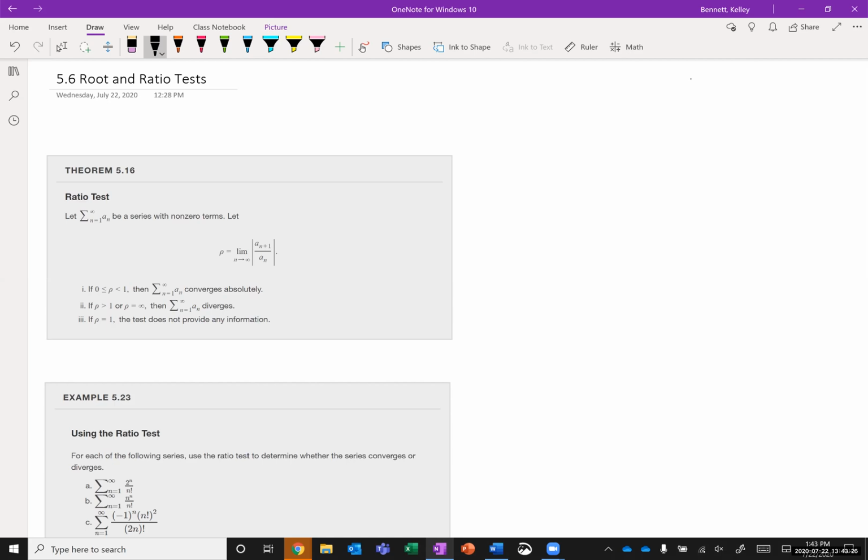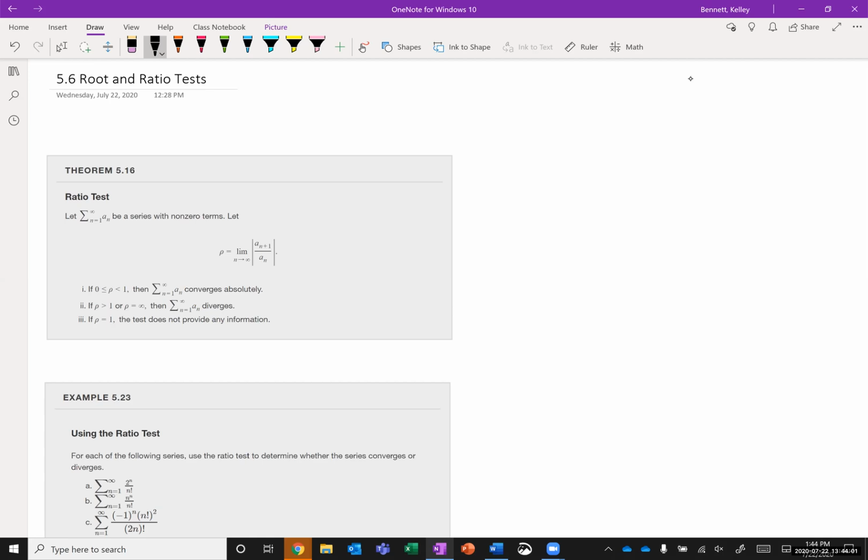So again, you have a series where the sequence inside is a sub n. They have to be non-zero, but they could be positive or negative. And the ratio test just gives us a way to classify convergence or divergence based on the ratio of sequential terms. So you just stack the n plus 1th term over the nth term, let n go to infinity, compute that limit, and then the ratio test tells you about convergence or divergence based on what that limit is.